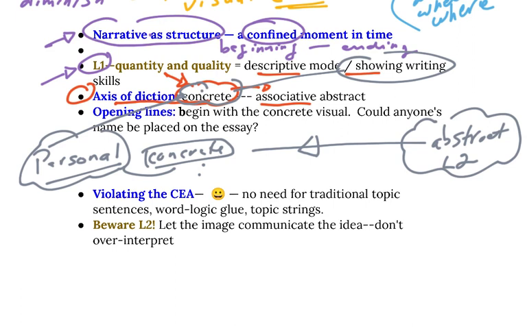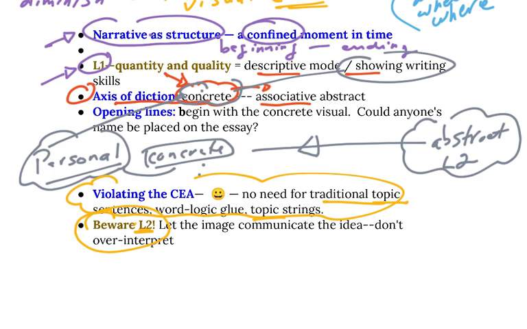So what you might realize at this point is that a lot of what we talked about in the last 3 years in CEA, you're going to be violating in this new form, the college essay form. So you don't have to have traditional topic sentences. Your word glue may be completely absent because you're putting two ideas side by side just because you want to create the effect of startlement. You don't have to worry about your topic strings, of course, because you want to beware of too much L2.